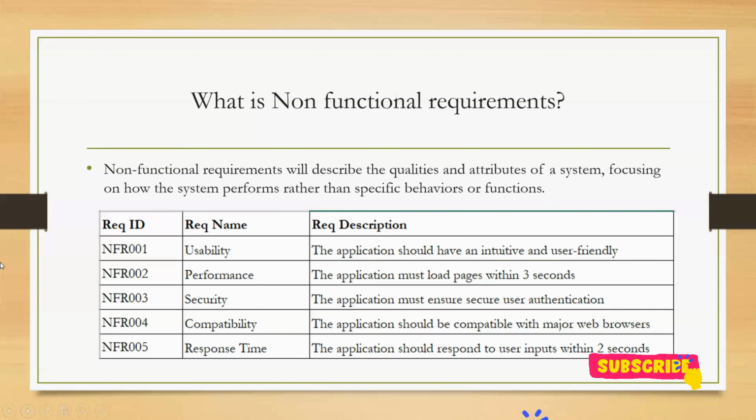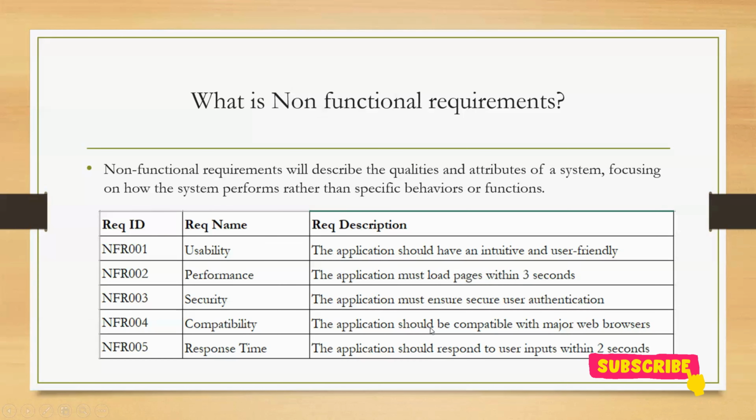The same template is given: the requirement ID, non-functional requirement NFR001, the requirement name, and the requirement description. If you observe, you can see the qualities and attributes of the system. The quality here is usability: the application should be intuitive and user-friendly. Next is performance: the application must load pages within 3 seconds. When you perform some action, the application should navigate or load the page within 3 seconds.